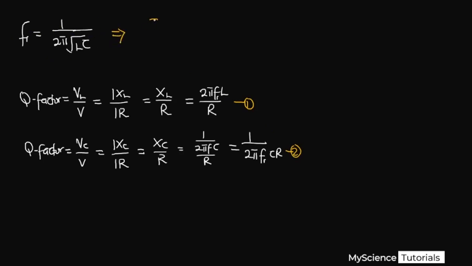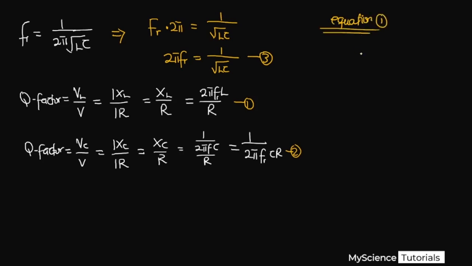Let's cross multiply. If we cross multiply, we're going to have resonant frequency multiplied by 2 pi equal to 1 over the root of LC. So this means that 2 pi multiplied by frequency should be equal to 1 over the root of LC. So let's make this equation 3. Now let's take one of these formulas. Let me take the first equation, which is equation 1.